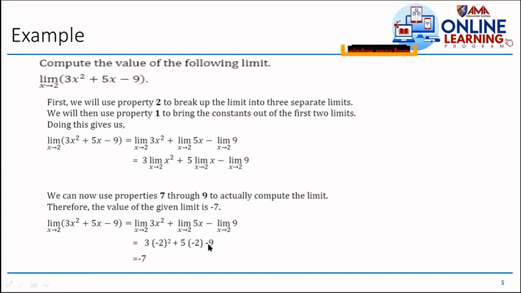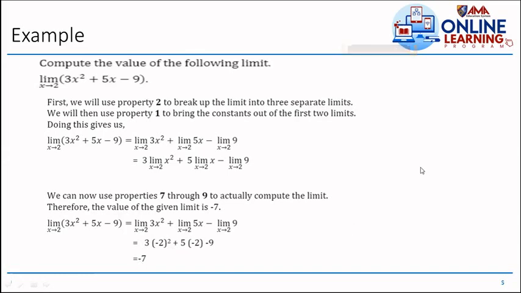Okay? Next, simplify. Negative 2 raised to 2, ibig sabihin nun, negative 2 times negative 2, the answer is positive 4. Positive 4 times 3, we have 12. Okay? So, 12 dito. Sunod, 5 times negative 2 is negative 10. Okay? So, 12 minus 10 is 2 minus 9. So, we have negative 7. Nasundan?